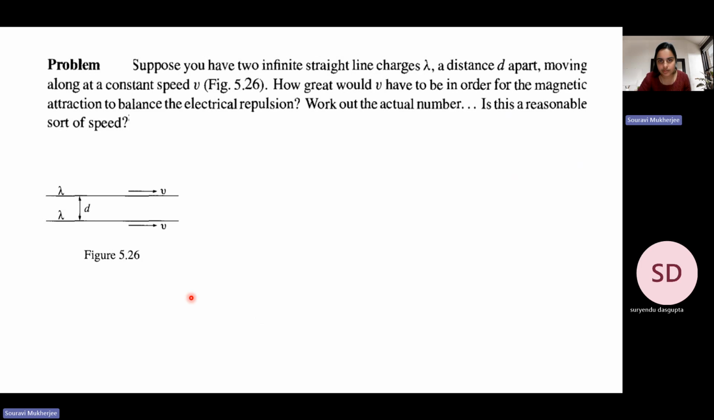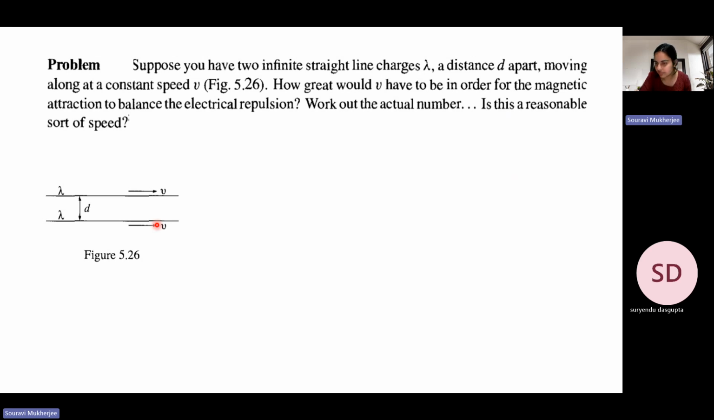Similar types of ideas can come up in questions like this, where you have two infinite straight line charges, lambda, distance d apart, moving at a constant velocity v. So basically, it's the same as the last case, where the current will be given as lambda into v. Now, how great would v have to be in order for magnetic attraction to balance the electric repulsion? First, let us find the magnetic force. This is the same as the last question, where the current is now given as lambda into v.